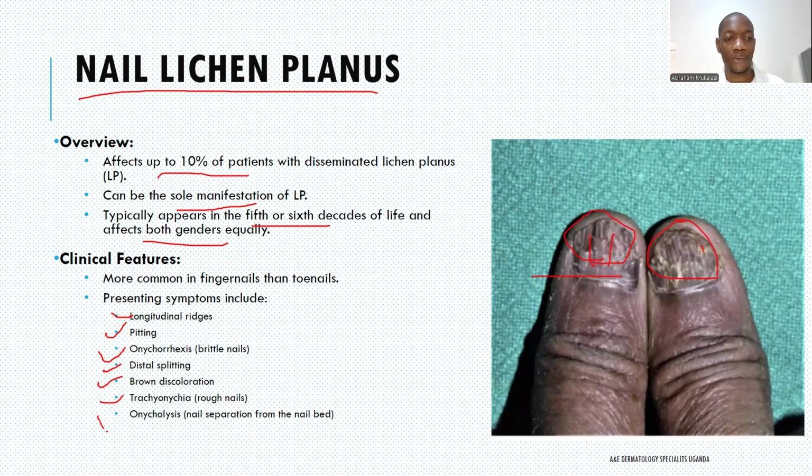trachyonychia. And then you can also get onycholysis, where you have the separation of the nail plate from the nail bed. So when you have 20 nail dystrophy, where you have a patient presenting with all the nails having a disorder, you have to think about lichen planus as one of the things that can give you that picture.